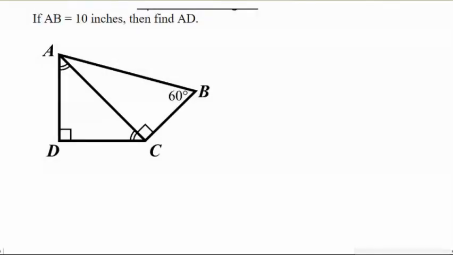Here we're talking about some triangles that we are looking for. It looks like we're given a line here, AB, and we're told that that's 10 inches, and we are trying to find AD, which is this one right here.